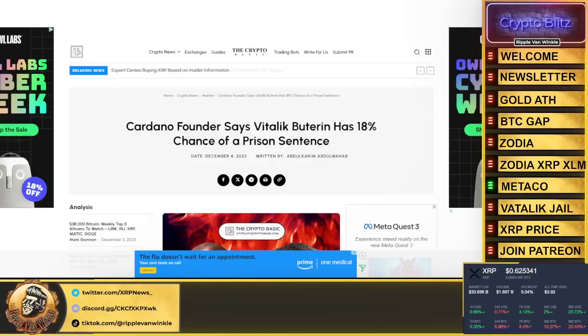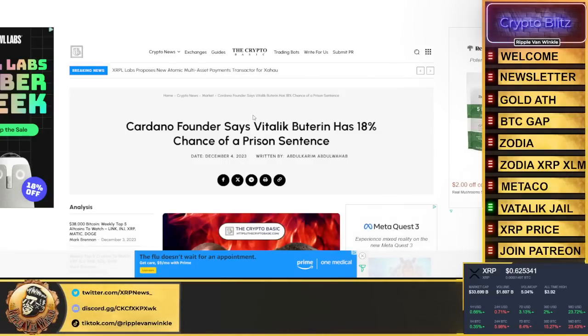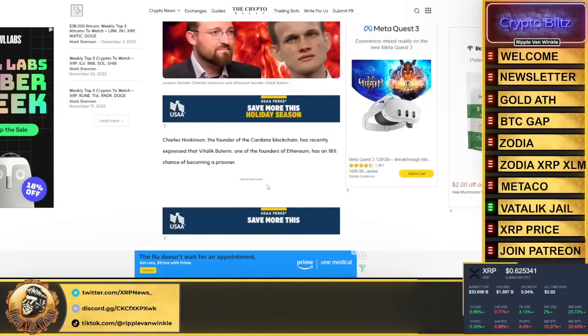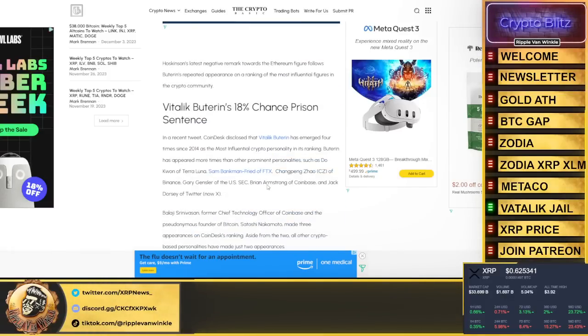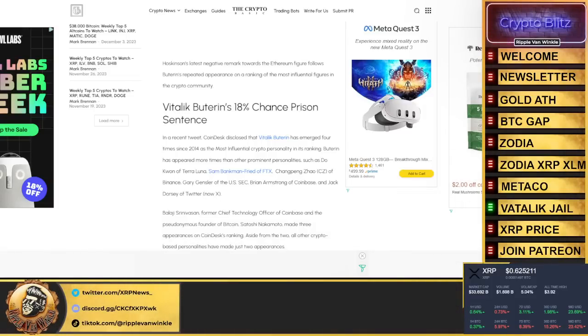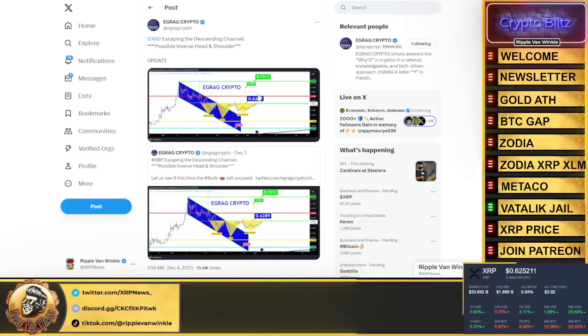There's the article. Cardano founder now says that Vitalik Buterin has an 18% chance of a prison sentence. Interesting. Because if I read everything right, Charles in the beginning said Vitalik did nothing wrong. All of a sudden, you've seen this guy completely flip after he called all of us loony bins and absolutely crazy. And he's saying that Vitalik has an 18% chance of going to jail. I would love to see how that plays out.